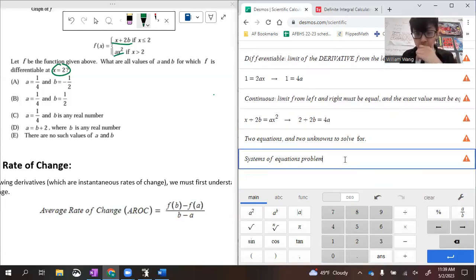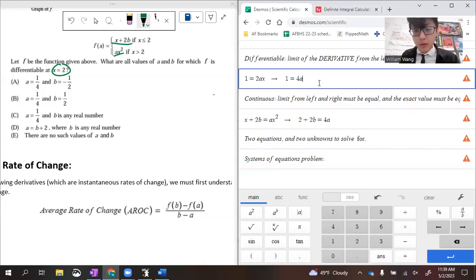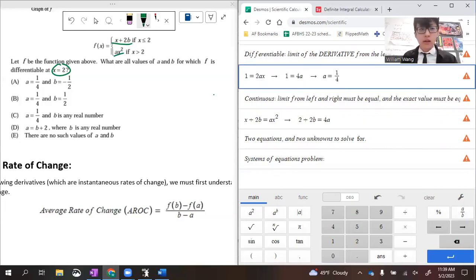All right. Now I can really treat this as a systems of equation problem. And I'm going to use substitution. What I'm going to do is solve for a. So a in this case is equal to 1/4. Great, that actually allows me to eliminate some answer choices, right? It's not going to be D, it's not going to be E. A is clearly going to be 1/4.